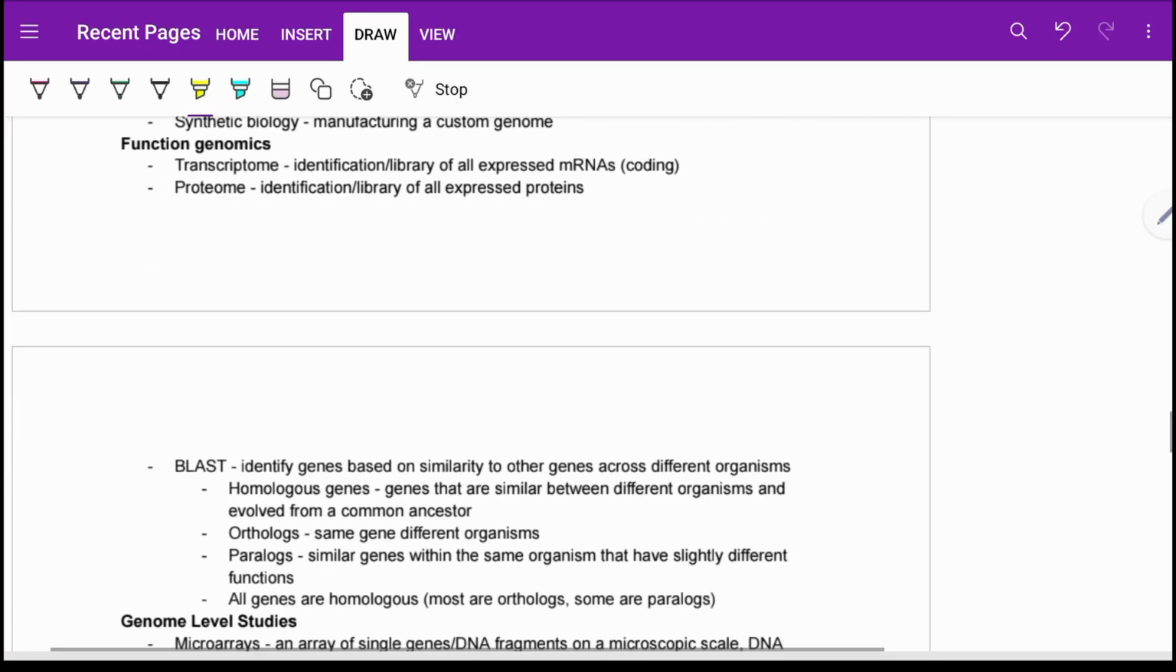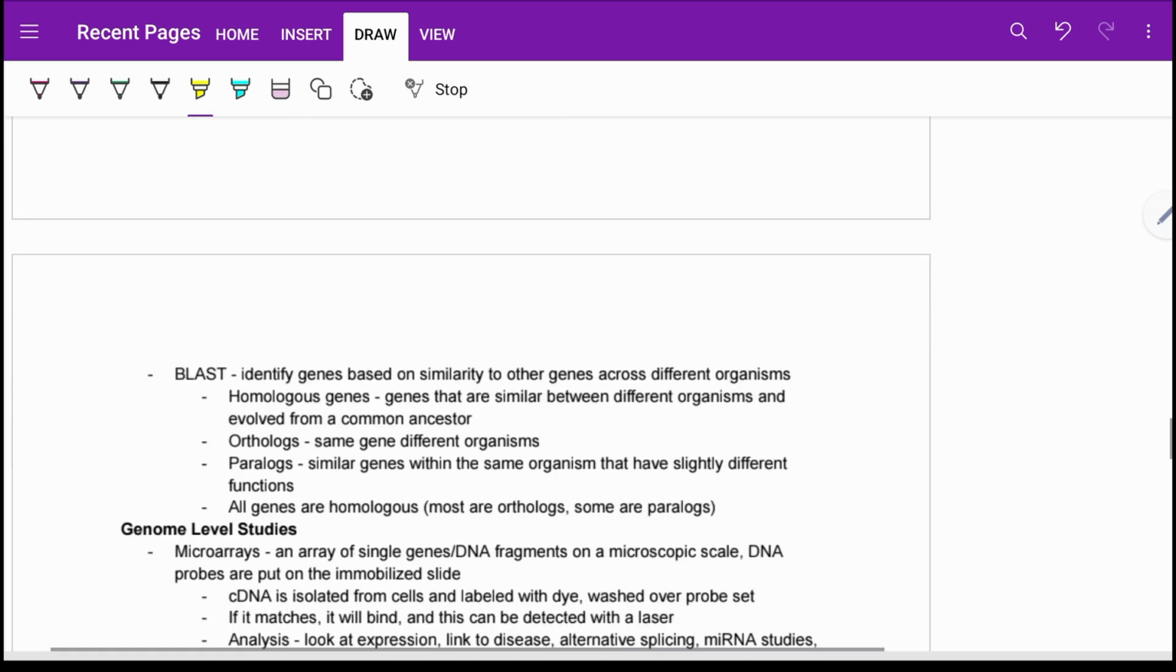We also have functional genomics, in which we have different types of genomic libraries. So we have the transcriptome, which is the library of all coding mRNAs, and we have the proteome, which is the library of all expressed proteins. And so basically we can look at the genome, and then match that with the proteome and see what DNA actually codes for which proteins and what they do.